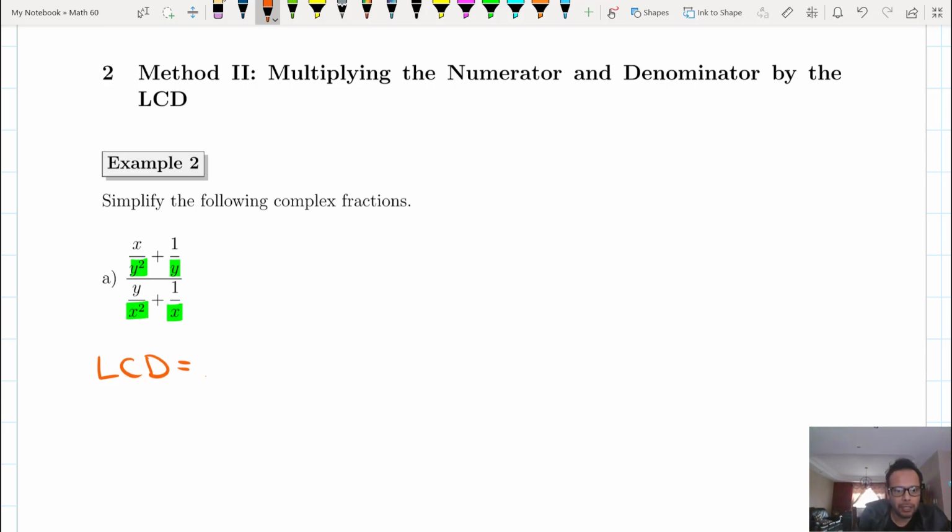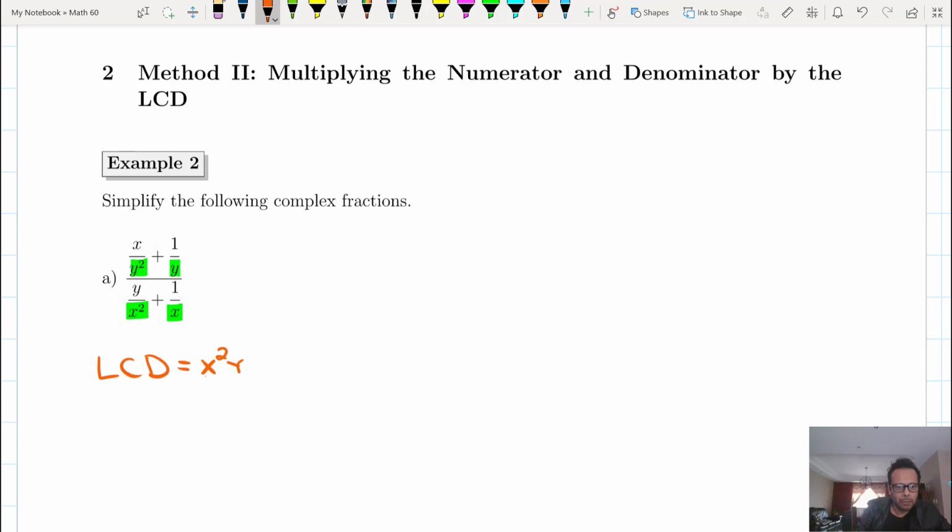It turns out that we have factors of x and y. But again, for the LCD, we need to compare all the different factors and take the highest power of each. So let's go in alphabetical order. For x, we have x squared here and we have x to the first power. Notice that there is an invisible one. So the highest power of x in this case is 2.